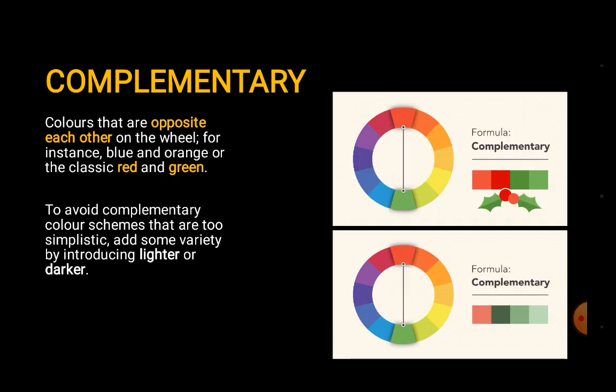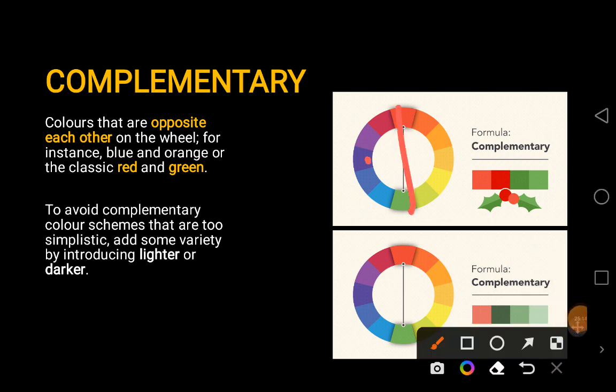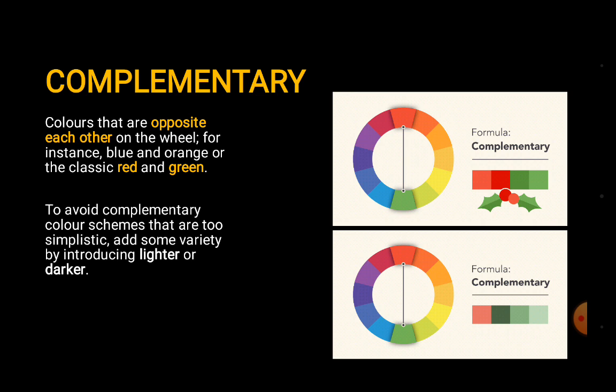So another one is complementary, which is choosing two colors that are opposite each other. It can be this, it can be this, it can be this, it can be this, sorry, with this. The idea behind complementary color is that they are opposite each other on the color wheel. So red and green are opposite each other. To avoid complementary color schemes that are too simplistic, add some variety by introducing lighter and darker shades, like the way we talked about in the monochromatic color. So you can create different shades of one color or the two colors.